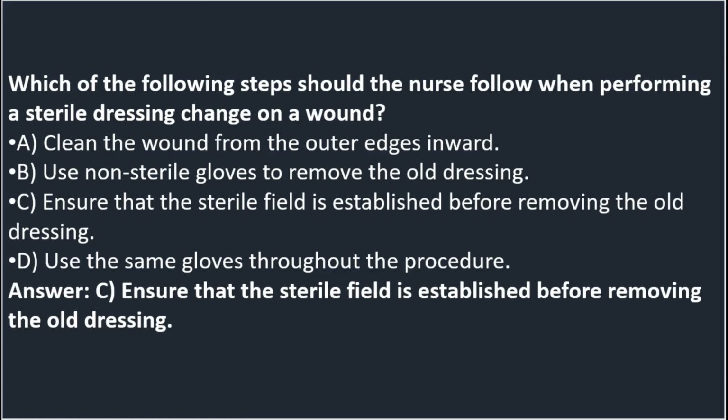Question 8. Which of the following steps should the nurse follow when performing a sterile dressing change on a wound? Option A, clean the wound from the outer edges inward. Option B, use non-sterile gloves to remove the old dressing. Option C, ensure that the sterile field is established before removing the old dressing. Option D, use the same gloves throughout the procedure. Answer is C, ensure that the sterile field is established before removing the old dressing.